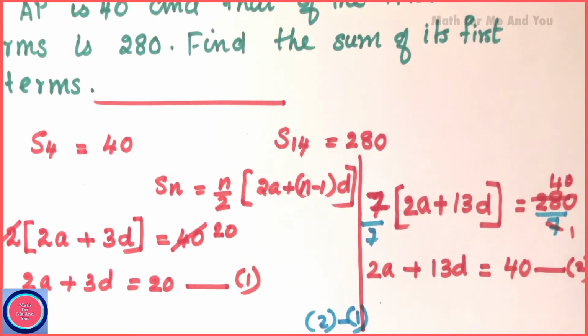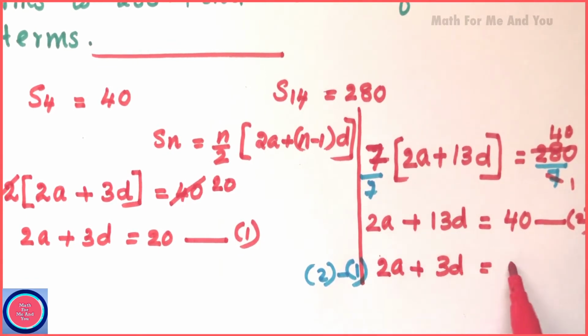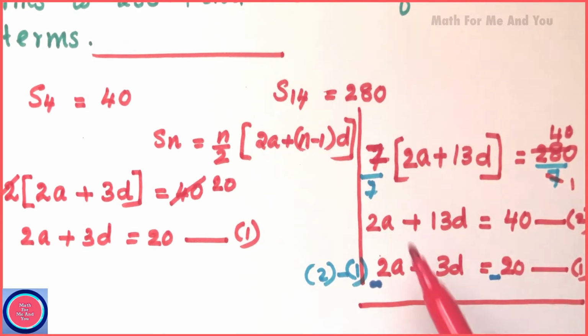Equation number 2 minus equation number 1, if we do, we can cancel 2a. That means elimination method. What is equation number 1? 2a plus 3d equals 20. We are going to subtract this equation. So equation number 1, change each term with opposite sign. Now what we get? 2a minus 2a, 2a cancel with each other. 13 minus 3 is 10. 10d is equal to 40 minus 20 is 20.